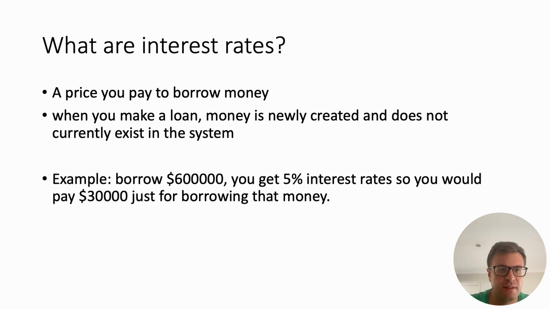So here is an example. Simply, if you borrow $600,000 and the interest rate is at 5%, you will have to pay $30,000. That doesn't include paying it back, but just maintaining that loan at this price.